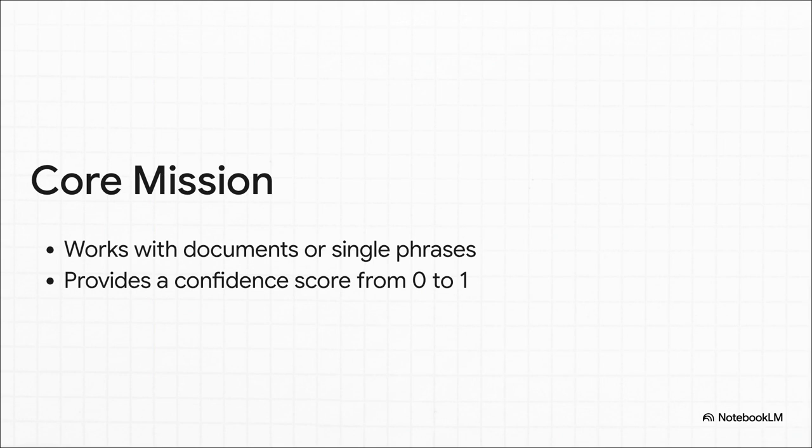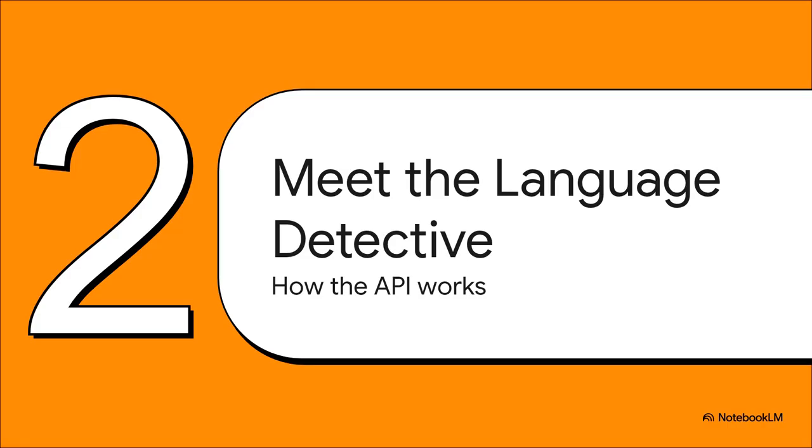Let's break down its mission. It's designed to identify the language of pretty much any text you can throw at it, whether that's a tiny phrase or a whole document. And most importantly, it gives you that confidence score, a number between 0 and 1. The closer you get to 1, the more certain the AI is that it got it right. So you might be wondering, how does this thing actually work? Well, the best way to think about it is to picture it as a kind of language detective. It's looking at all the little clues in the text to solve the mystery of where it came from.